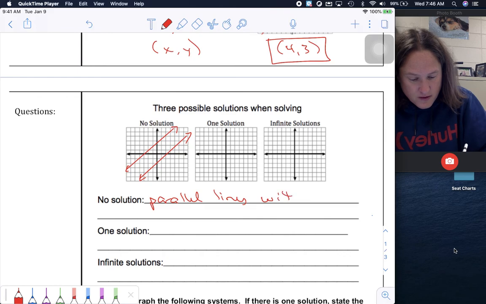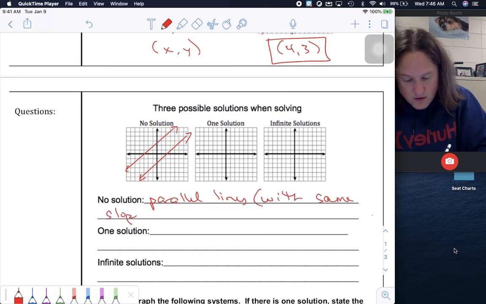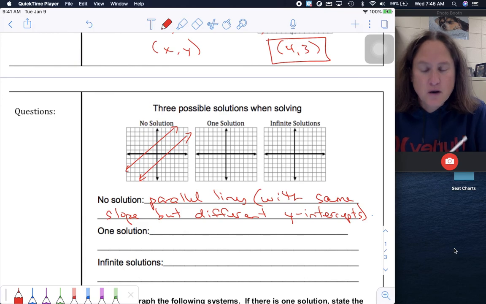So no solution means parallel lines with the same slope but different y-intercepts. That's how you're going to get those parallel lines.